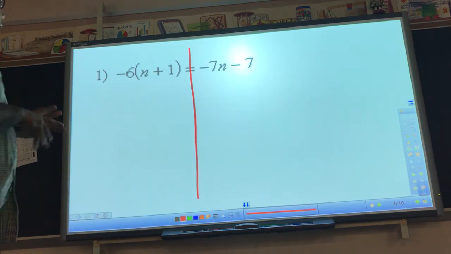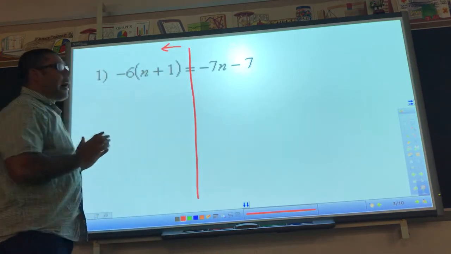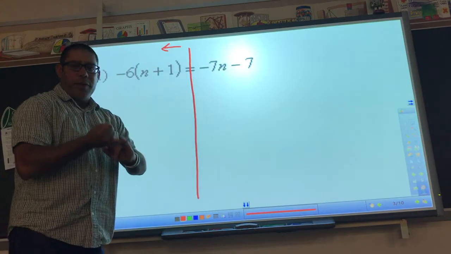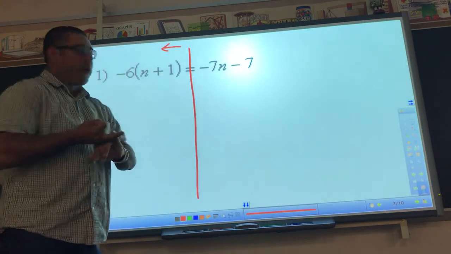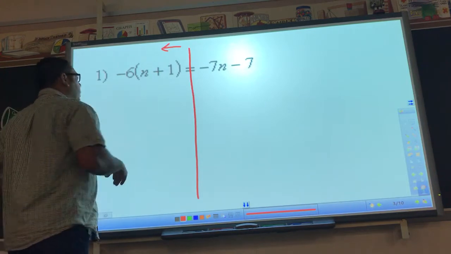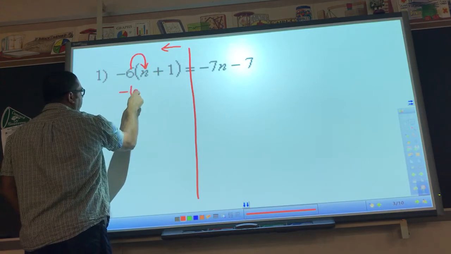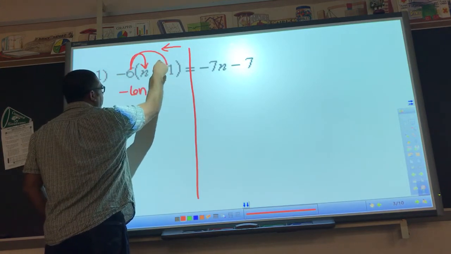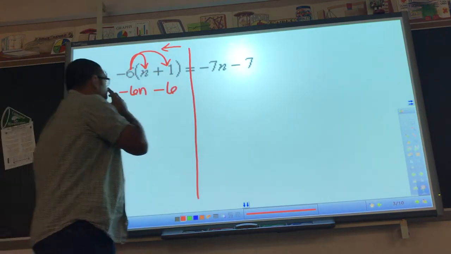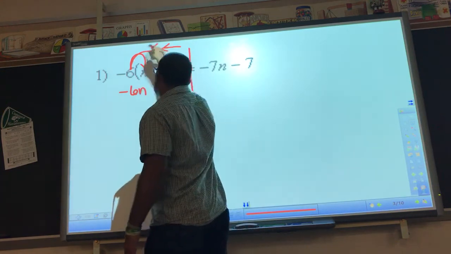Now, I'm going to look at the left side first. Okay, and when I look at this left side, what I'm looking for is: is there anything to distribute? Is there anything to collect like terms? And when I look at this, immediately I see the distributive property. So I've got to distribute. Negative 6 times n is negative 6n. Negative 6 times 1 is negative 6. Now, the left side, these are not like terms, so it's done.